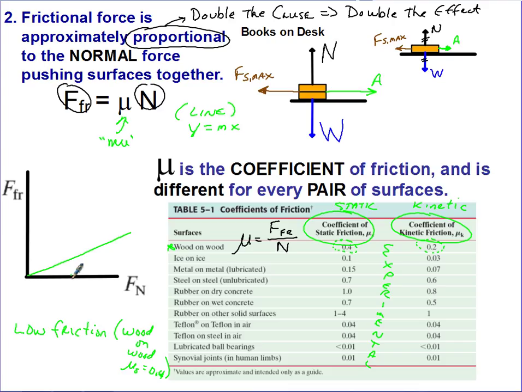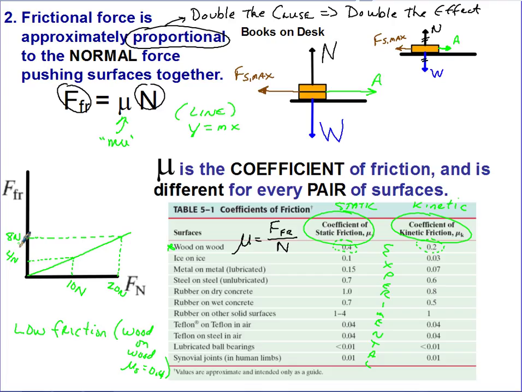If I were to have a 10 Newton normal force acting between the wood on wood surfaces, I would expect that I would need 4 newtons of force to be able to break it free. So if 10 newtons was pushing them together, I would need 4 newtons to break it free. Now, if I were to double that 10 newtons and make it 20 newtons, so I made it twice as heavy and increased the normal force twice as much, then I would expect to get 8 newtons of frictional force acting. So again, we see the proportionality there.